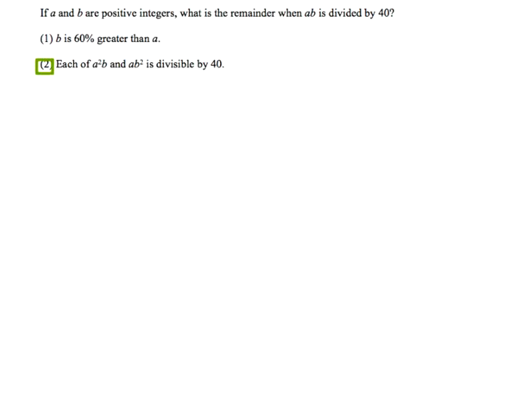So A squared B, which means A times B, is divisible by 2 times 2 times 2 times 5. So what has to be a thing? Well, the first thing is you have to get a 5 from somewhere. So that means that either A or B has to have a 5 in it, because you got to get that 5 from somewhere. So either A or B has a 5 in its prime factorization.